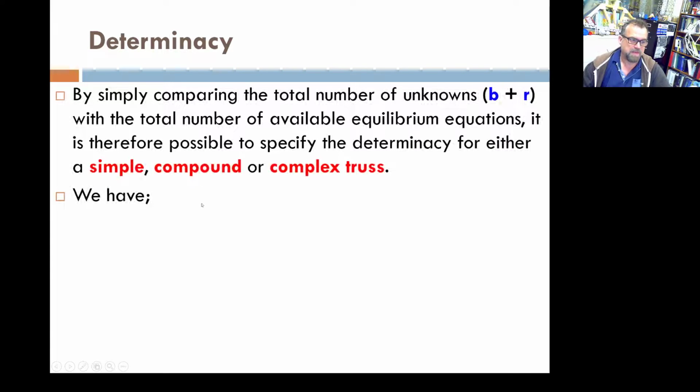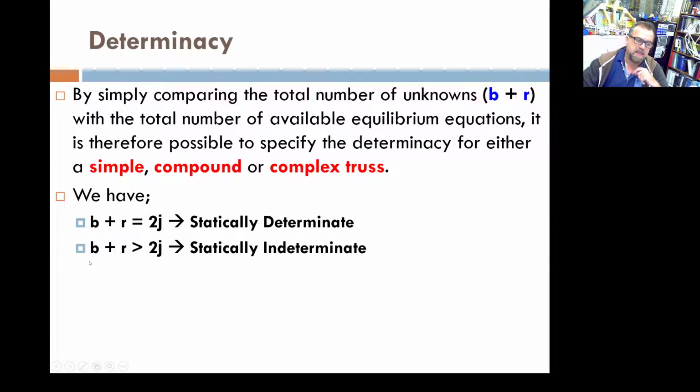Now, in the same way as beams, trusses can be determinate, indeterminate, or unstable, and they can be determinate internally or externally. So we can determine whether a truss is stable or determinate by counting reactions and counting forces. That's basically internal forces I'm talking about. If the number of bars plus the number of reactions is equal to 2 times the number of joints, the 2D truss is statically determinate. If it's bigger, then it's going to be statically indeterminate. And if it's smaller, it's going to be unstable.